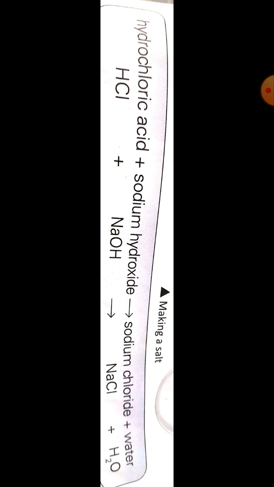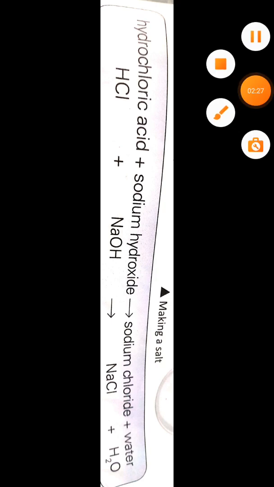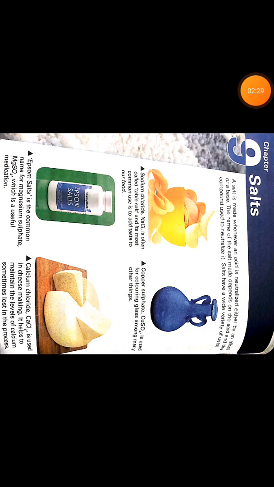Sodium chloride is generally used in our homes, we keep it on tables, so this is also known as table salt. So what did we discuss? A salt is made whenever an acid is neutralized by an alkali or a base. I told you what are alkali and base and what are acid. The name of the salt made depends on the acid and the compound used to neutralize.